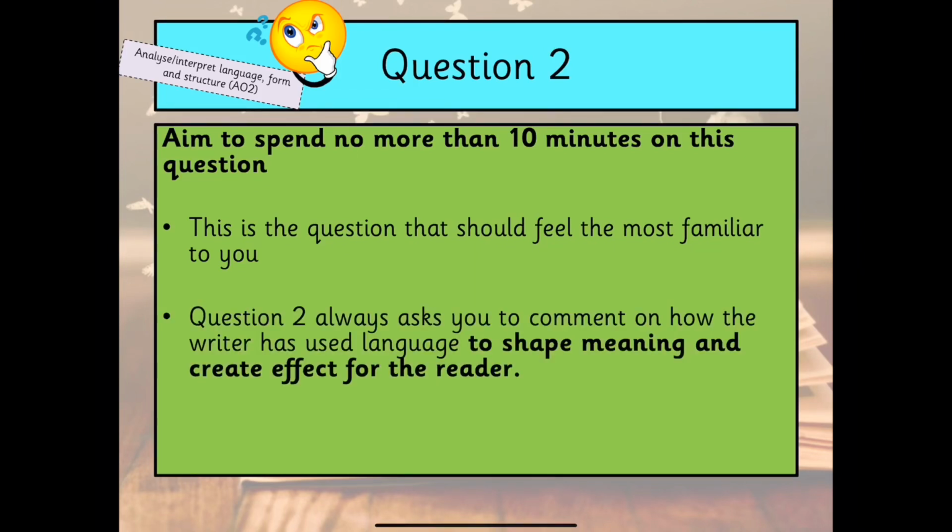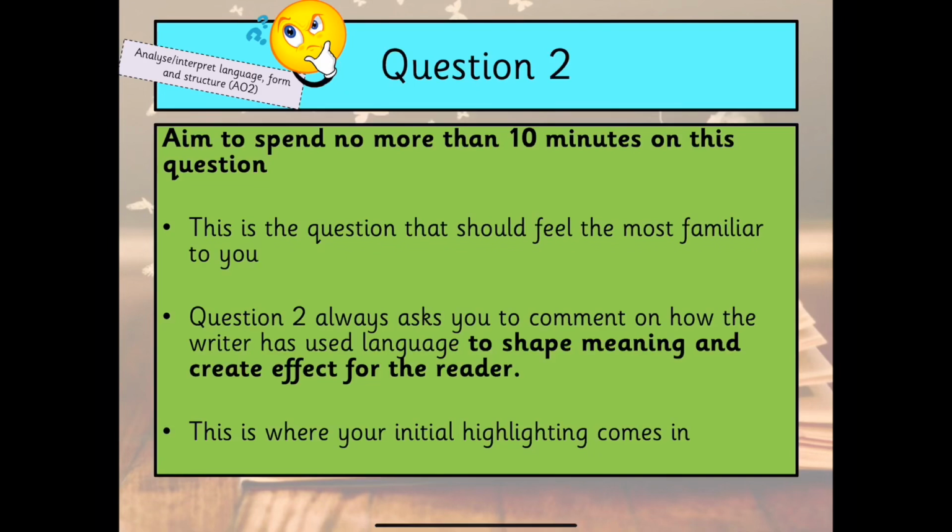Question 2 asks you to comment on how the writer has used language to shape meaning and create effect for the reader. And that's essentially looking at their choice of words, phrases and devices in order to make us think or feel a specific way when we read those words, phrases or devices.